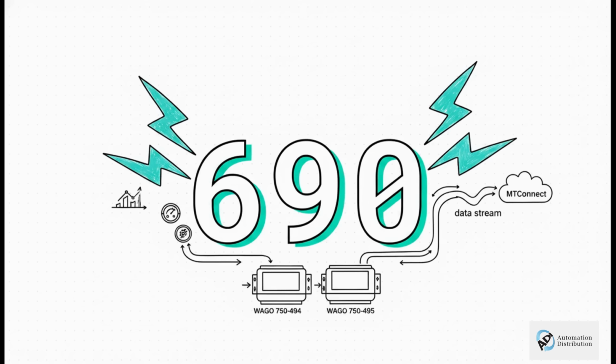We absolutely can't forget about energy. WAGO's power measurement modules can handle up to 690 volts AC. These things are absolute beasts. The 750-494 and 750-495 modules capture line-to-line voltage, current, real and reactive power, power factor, you name it, and they feed it all right into that exact same MTConnect stream alongside your cycle counts.